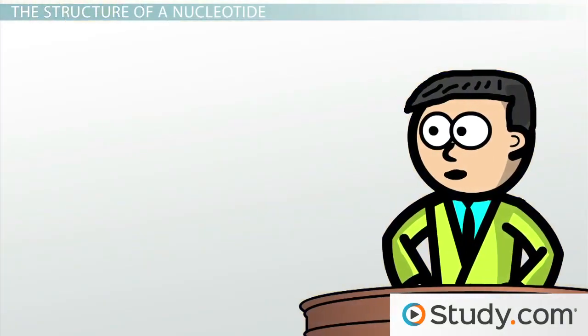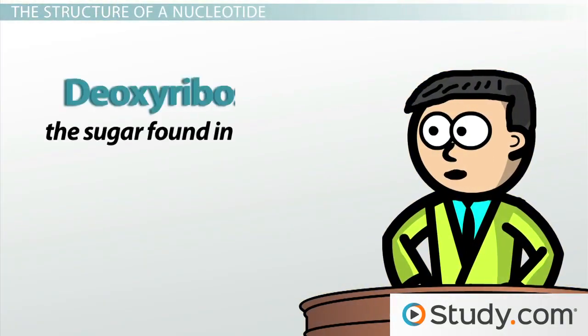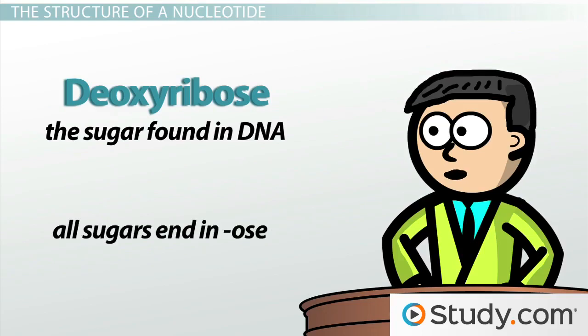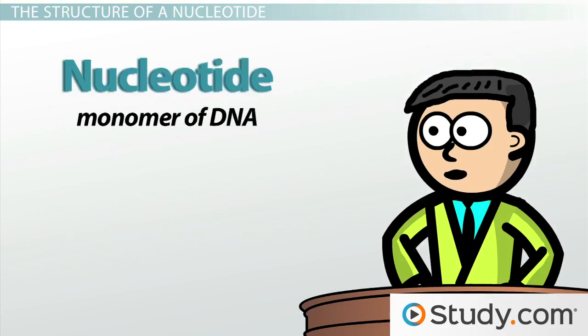Deoxyribonucleic acid gets its name from the fact that DNA possesses a sugar called deoxyribose. Now, that sounds like a fancy name, but really it's very easy to remember that it's a sugar like other sugars you may have encountered, such as sucrose and fructose. Just remember that all sugars end in OSE. A monomer of DNA is called a nucleotide.